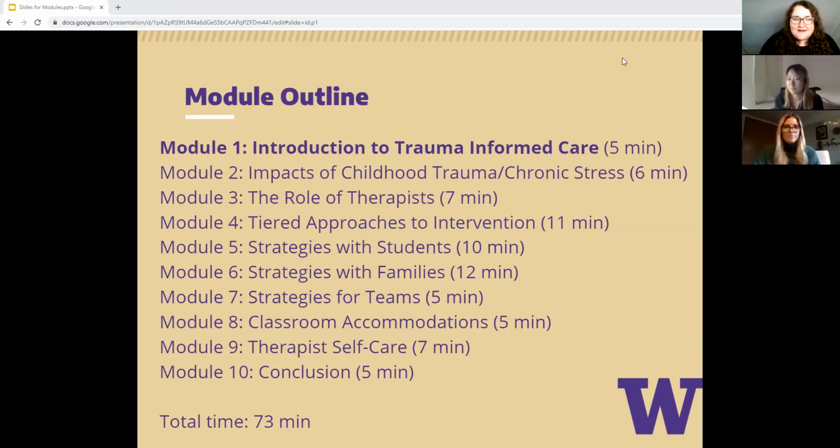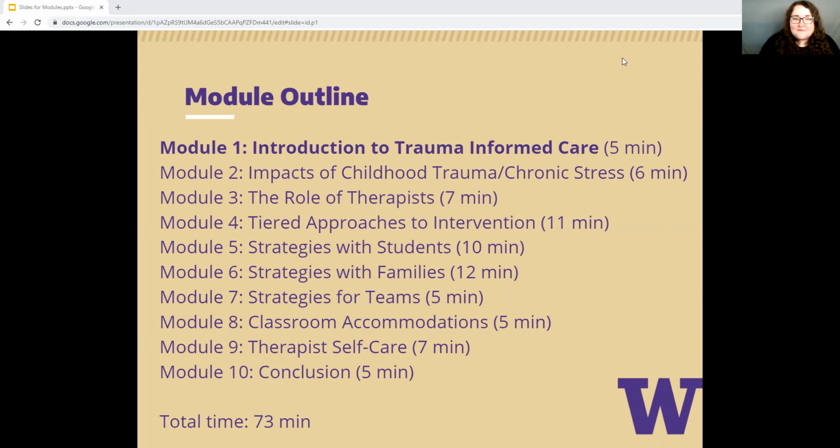This is an outline of the modules that we will go over in this training. First, this module is going to provide an introduction to trauma-informed care. Next, we will discuss impacts of childhood trauma and chronic stress. Module 3 will go over the role of therapists in providing trauma-informed care. Module 4 will be the tiered approaches to intervention. Module 5 will talk about strategies for working with students. Module 6 will be strategies for working with families.